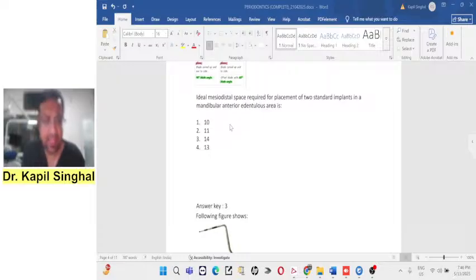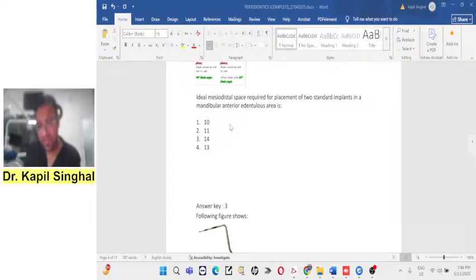Okay, and at least 1.5 to 2 mm of space from the adjacent tooth. Now, 10 plus, if I take the minimum also, so it is 13. Okay, now he has asked ideal, so I will not take it as 3, I will take it as 4, because I told you minimum distance is 1.5, ideal is 2. So 3.5 plus 3.5 is 7, inter-implant distance is 3, so 7 plus 3, 10, plus 2 on the mesial side and 2 on the distal side from the adjacent tooth, so it is 14. So ideally the best answer here out of this option is 14 mm.